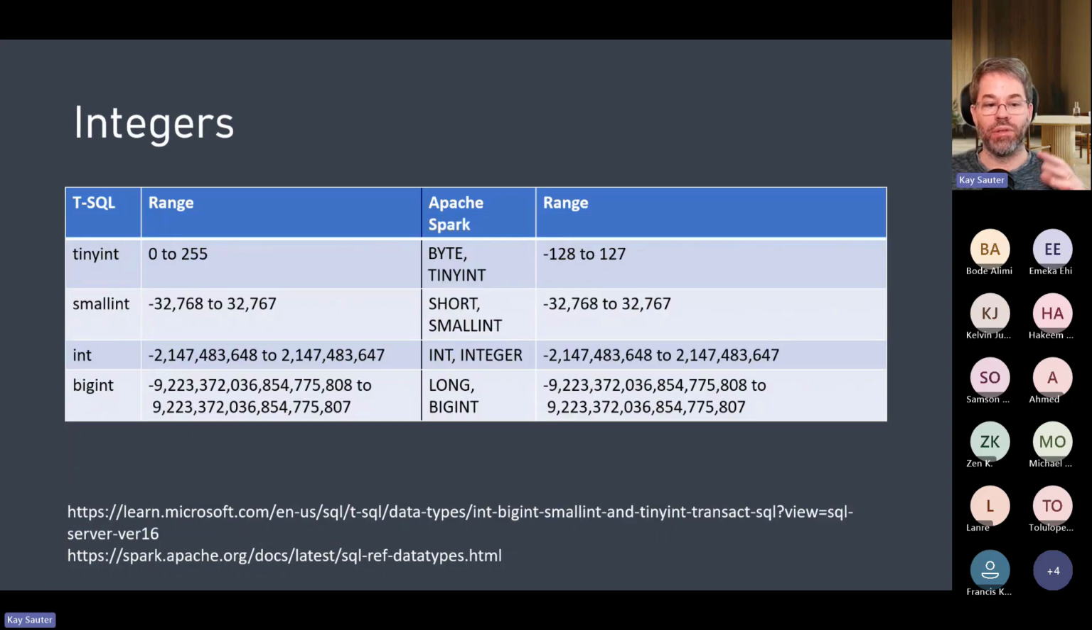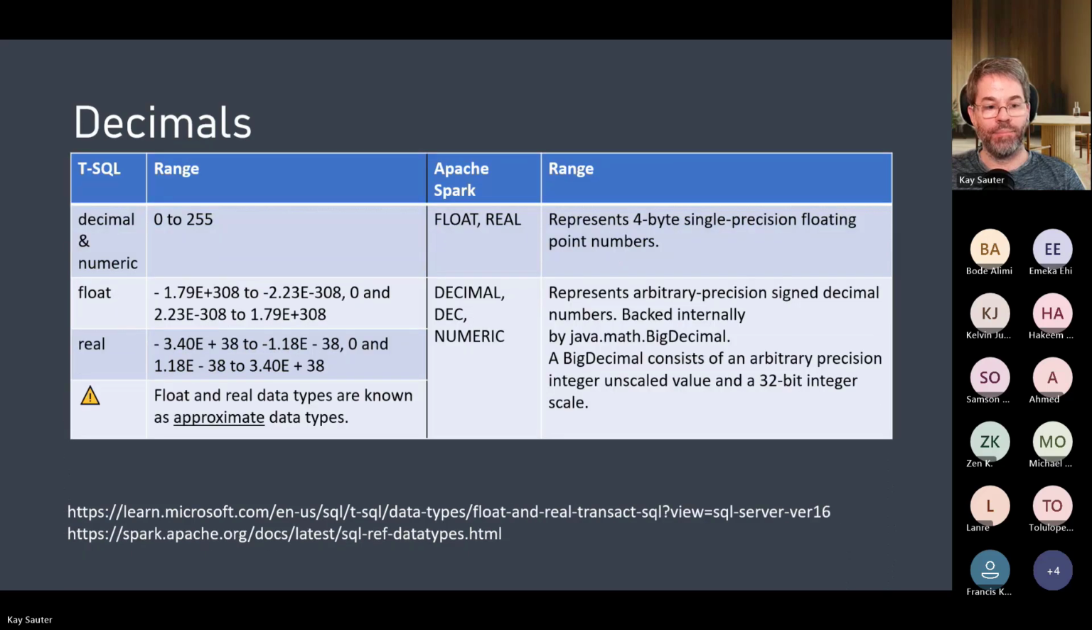Integers. Here, when I really started to make this table, I was expecting to have much more differences. But as you can see, actually the only difference is tinyint. That's a Python tinyint. It also has tinyint, but it's a bit different from how SQL Server actually defines it. Decimals are a bit similar actually.